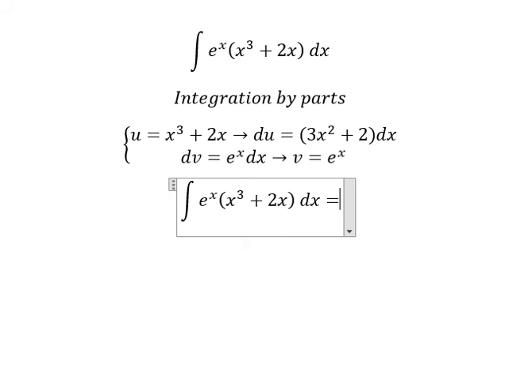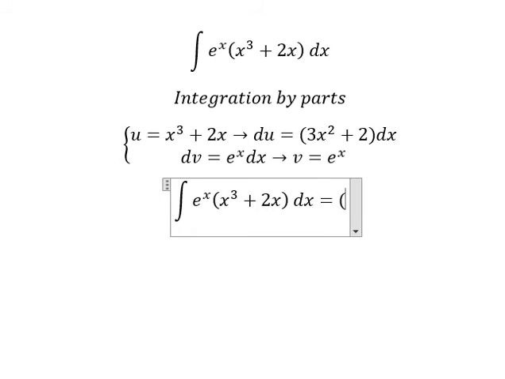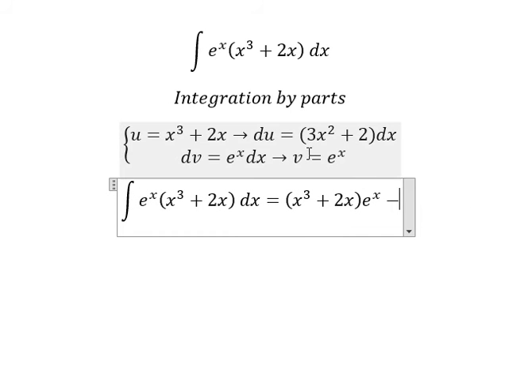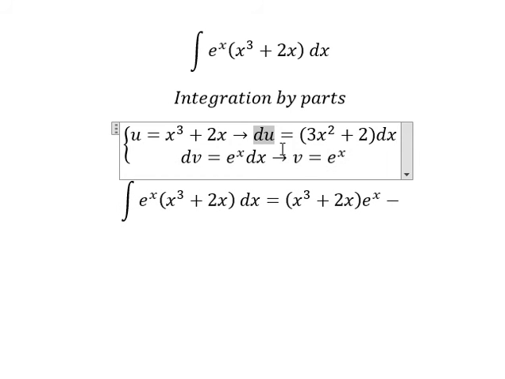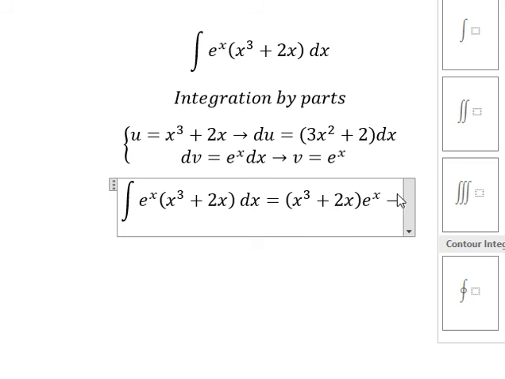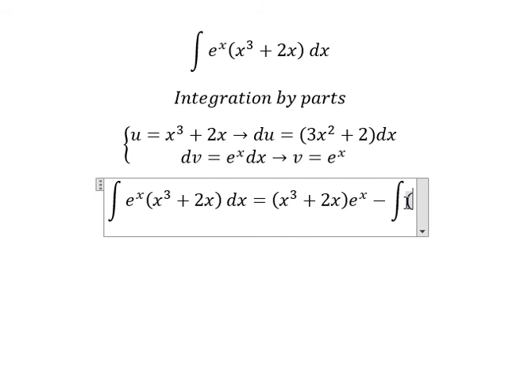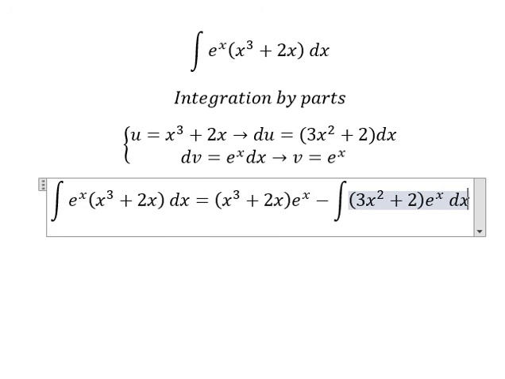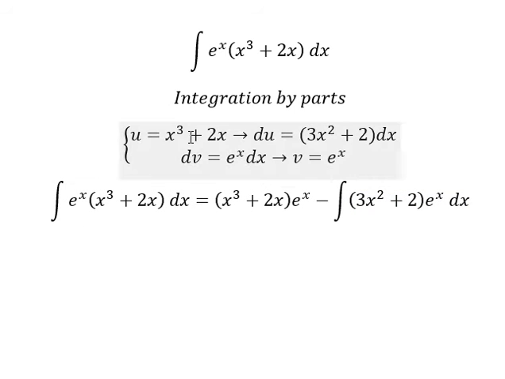So we have u multiplied by v, minus we have the u multiplied by v. Now we can use integration by parts again.